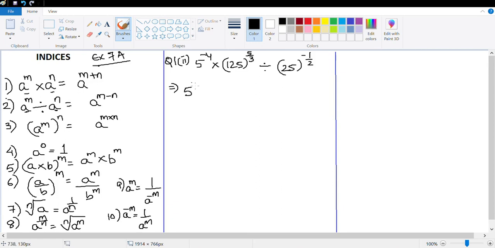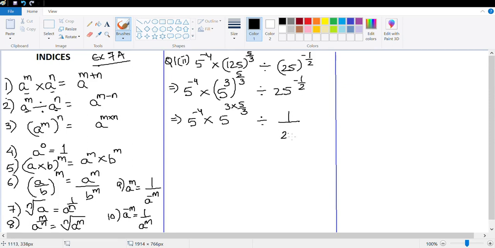So this is 5 to the power negative 4 multiplied with 125, which can be written as 5 to the power cube raised to the power 5 by 3, divided by 25 to the power negative half. Now let's write this. This will be 5 to the power negative 4 multiplied with 5 to the power 3 into 5 by 3 divided by 25 to the power negative half, which means if I have a negative power, then I can write it in the denominator. So this is 25 to the power half.